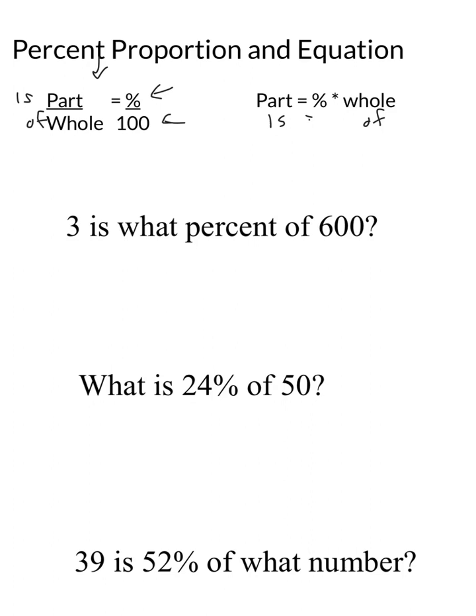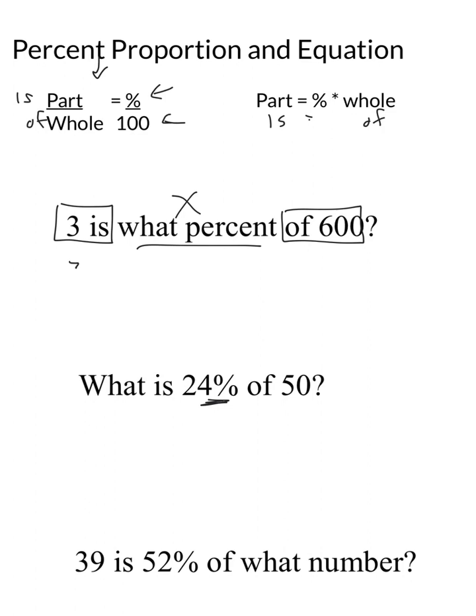So here we have 3 is what percent of 600. The easiest one to find is the percentage because it'll have the percent sign behind it, like this one here. In this problem, it's asking you for what percent, so we don't actually know the percent. So you can do it both ways. You can either use the percent proportion or the percent equation.